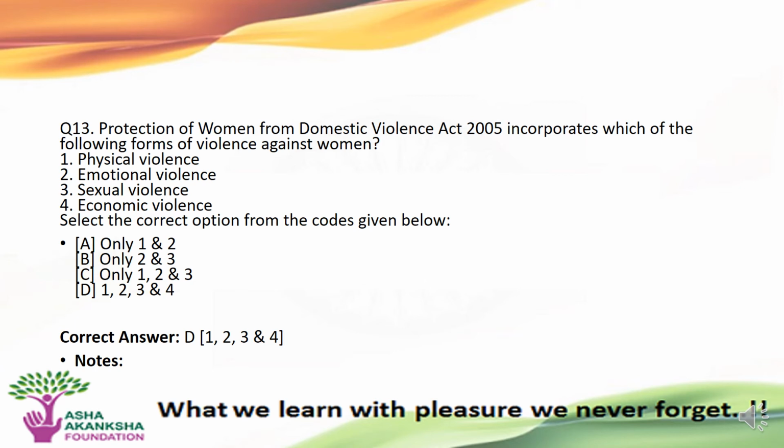The next question is, the Protection of Women from Domestic Violence Act 2005 incorporates which of the following forms of violence against women? First, physical violence. Second, emotional violence. Third, sexual violence. Or fourth, economic violence. The options are A. Only first and second. B. Only second and third. C. Only first, second and third. Or D. First, second, third and fourth. The correct answer is option D. That is, all the statements first, second, third, fourth incorporate the violence against women.